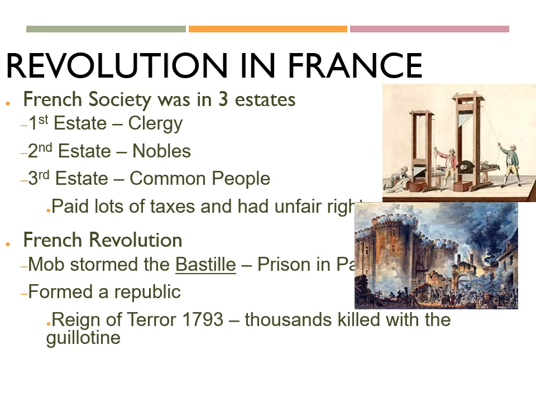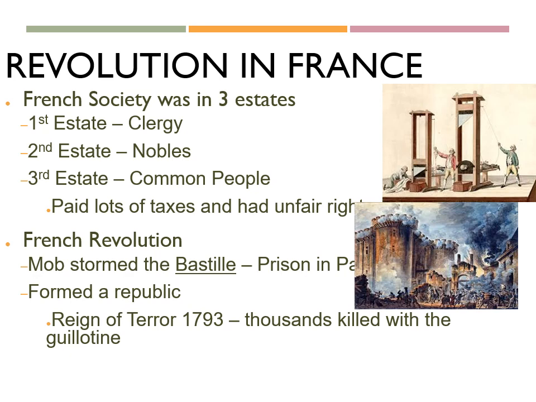And Louis the 16th, the king at the time, said, no, I'm going to be an absolute ruler. You can't tell me what to do at all. And so the French Revolution followed that. On July 14th of 1789, a mob of third estate people stormed the Bastille. The Bastille was a prison in Paris, and they were trying to break people out of this prison. That started the French Revolution.